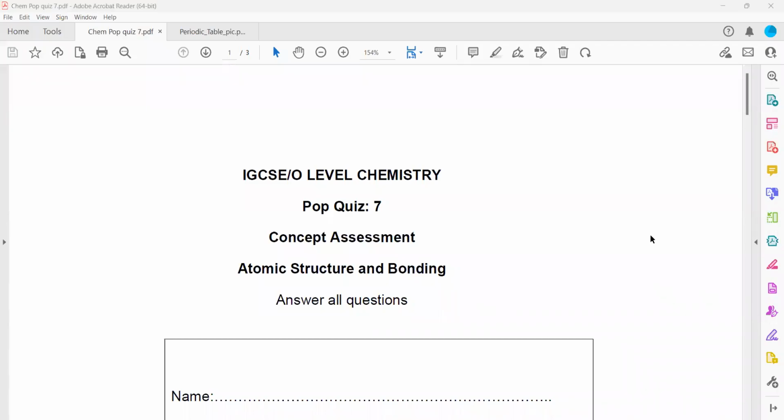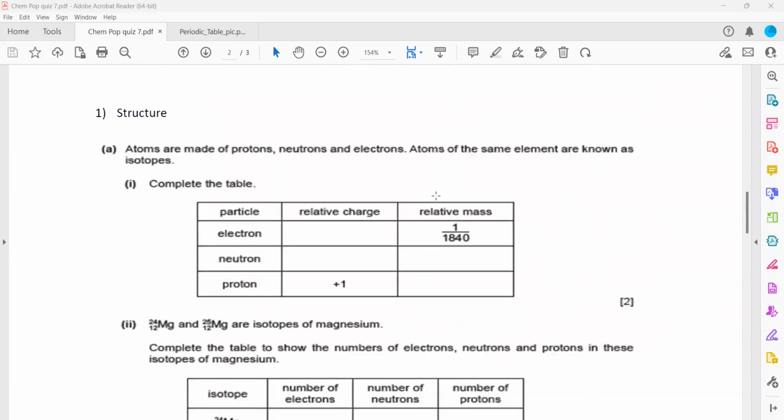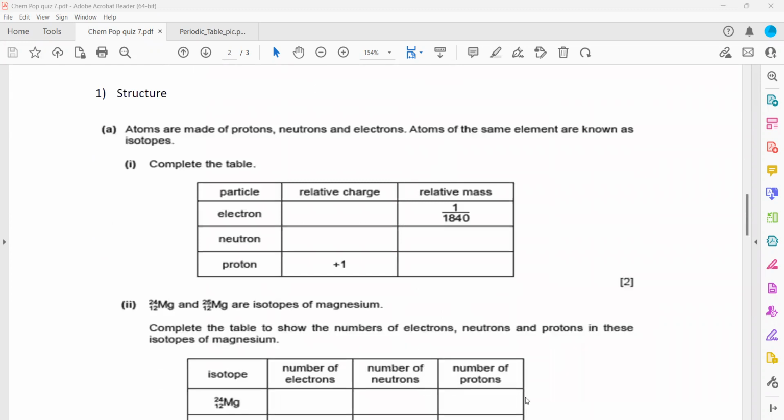So this was POP quiz 7, which was related to atomic structure and the body. In the first question, you have to write the relative charge and the relative mass. What is the relative charge of electron? That's -1. Neutron does not have any charge, and proton is +1.